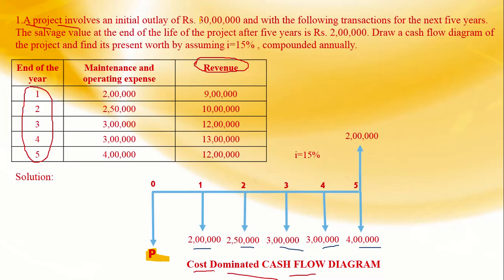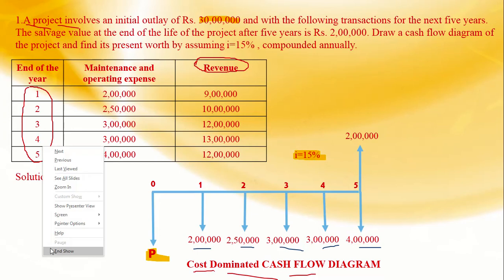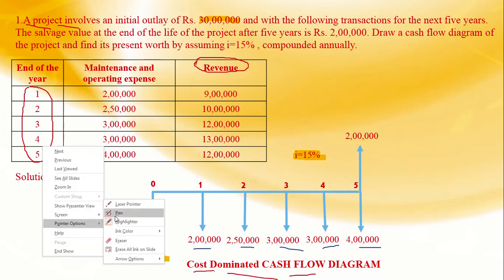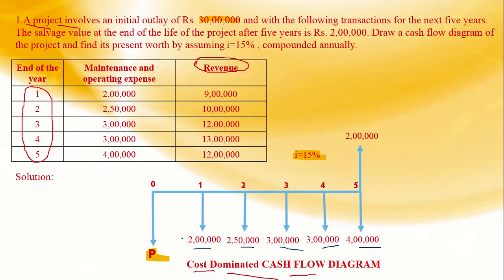They gave the interest also. It is 15% interest. First year they have a maintenance and operating cost of 2 lakh, and second year 2.5 lakh, and third year 3 lakh, fourth year also 3 lakh, fifth year 4 lakh. So these are the data they gave. The resale value of the project is 2 lakh. We draw the cash flow diagram like this.